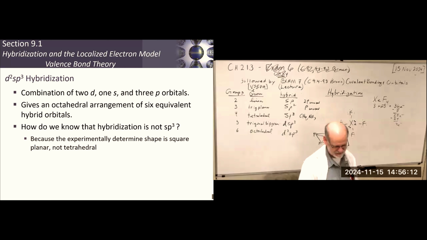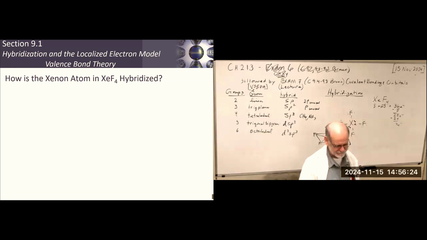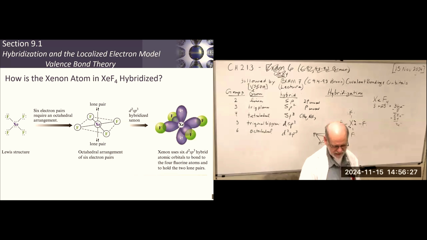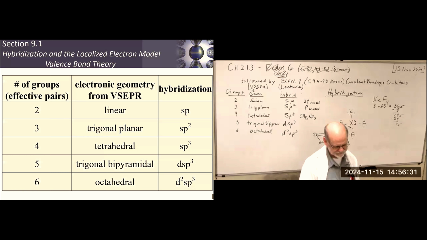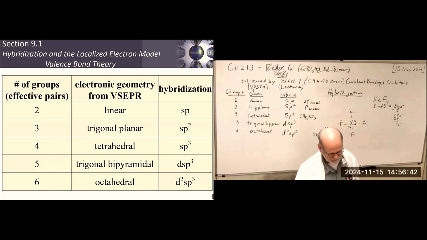All right. And these shapes have been confirmed experimentally. We mentioned that in the last chapter. Okay. There's what the hybridized orbitals would look like, and there's this table right there. All right.